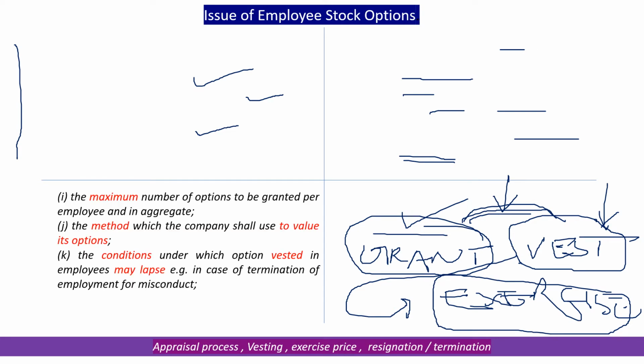And it should also state the maximum number of options to be granted to an employee and how the options have been valued, what are the conditions for vesting, and when it can lapse in case of termination of employment, his right to exercise the option of buying shares.